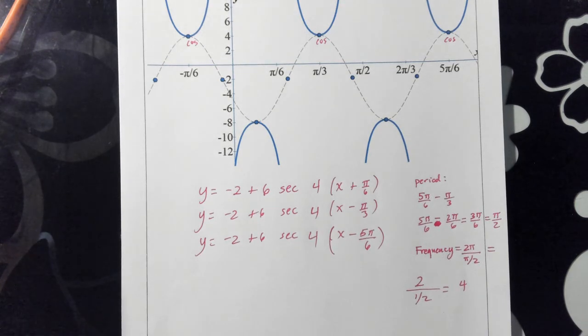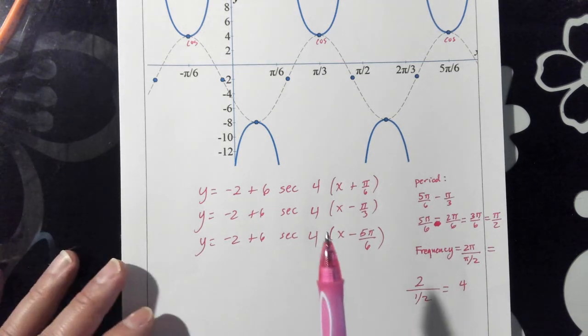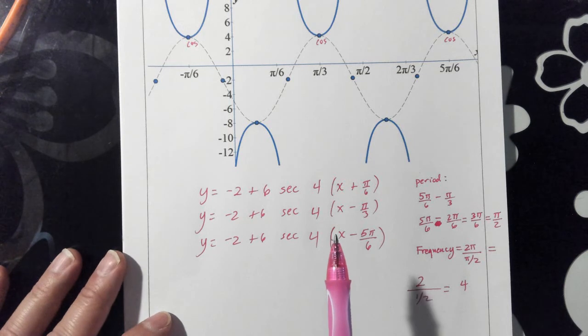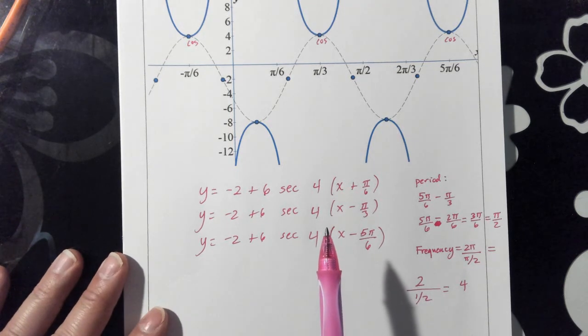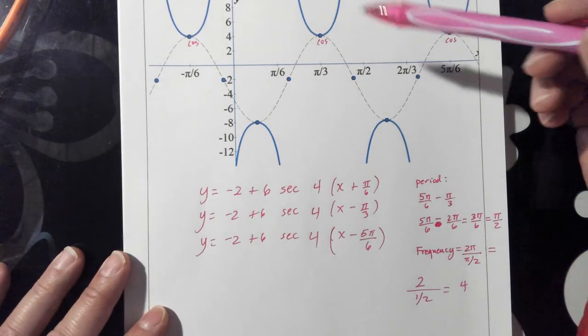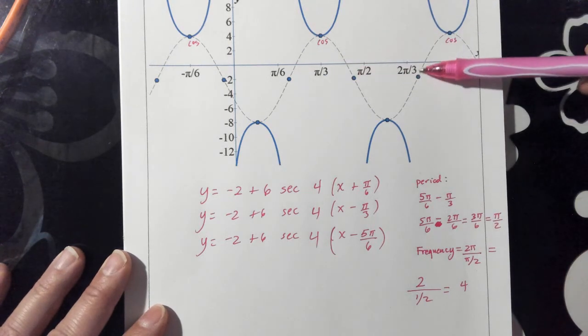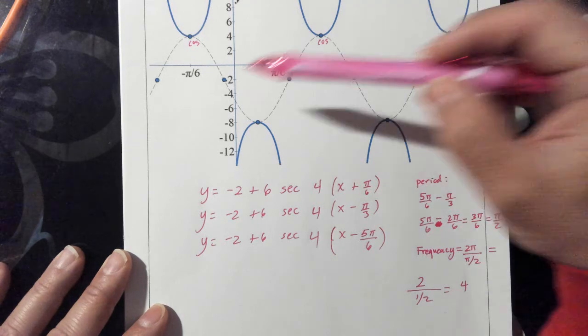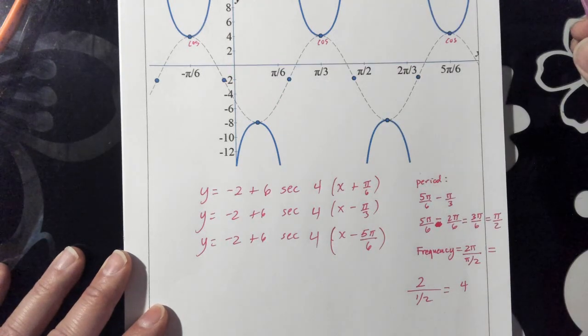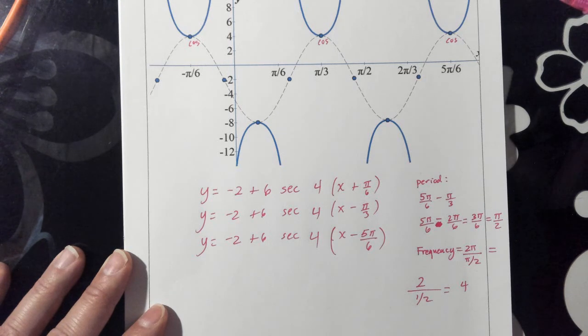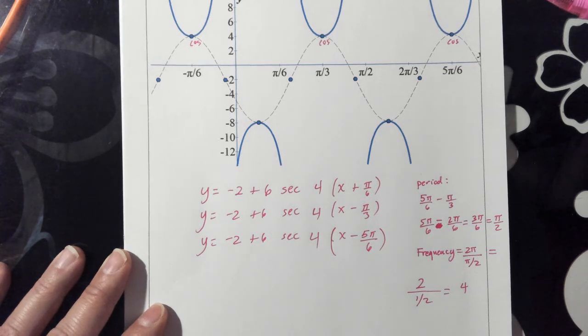And if they tell me to write a cosecant equation, I have no idea, to be honest with you, what that number is. Well, let's hope you don't encounter any problems like that.